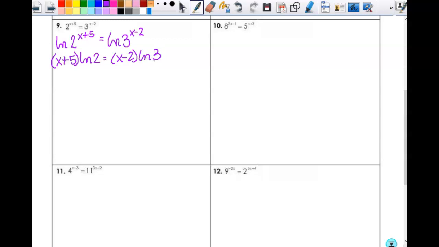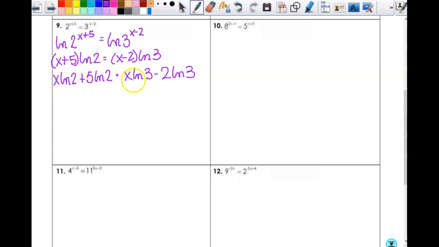Now, on the one before this, at this step, we divided. I could go ahead and divide by the natural log of 2, but the problem is, I could get x by itself over here, but I have an x over here as well. So the only way I'm going to be able to get my x's together is if I distribute. So here I have to distribute. I'm going to get x times the natural log of 2 plus 5 times the natural log of 2 equals x times the natural log of 3 minus 2 times the natural log of 3. So just like anything else you have ever solved, you are trying to isolate the variable. That means you need to get everything with your variable on one side of the equation and everything that doesn't have the variable on the other side. So I'll move my x's to the left.